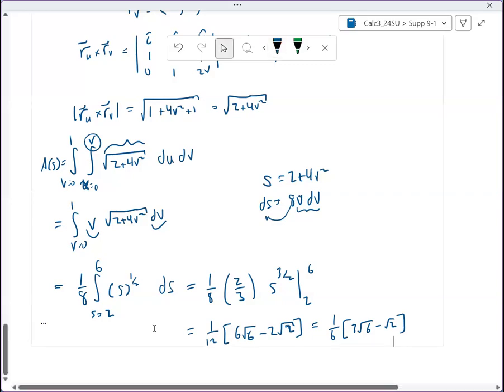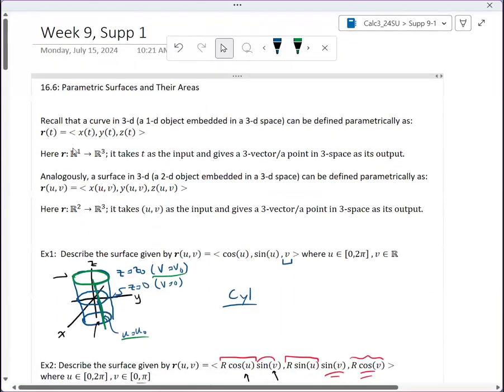All right, so that finishes our discussion on parametric surfaces and surface areas. And next up, we just have 16.7, 16.8, and 16.9, three more sections in chapter 16, one more section this week in the lecture, and then two next week.